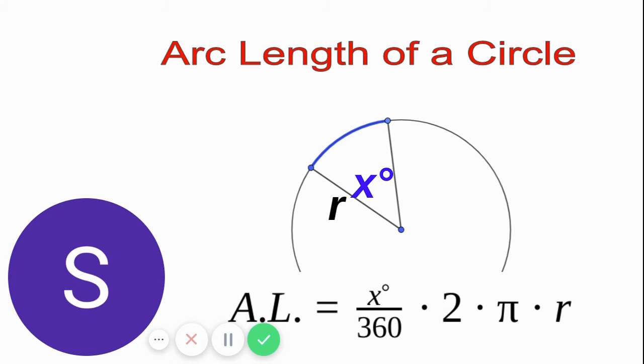The reason that the x over 360 is there is because it tells you how much of the outside of the circle you're using. Then you multiply it times the whole circumference, and that will give you what this particular arc length is, what that little piece is equal to. We're going to do a couple of examples, and then you're going to have some to practice on.